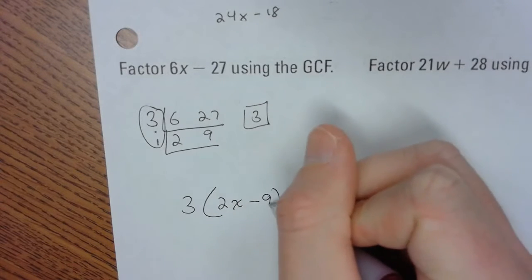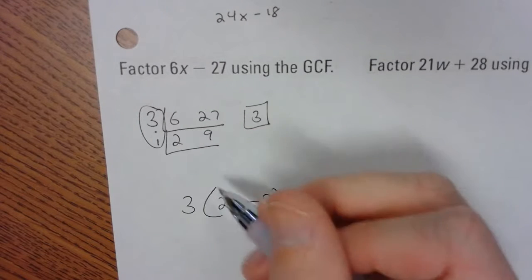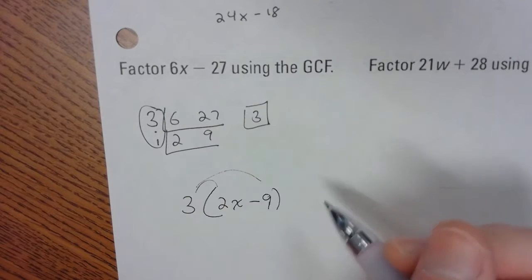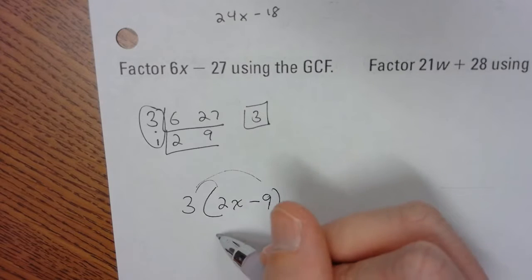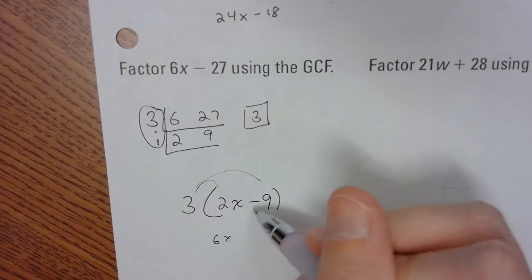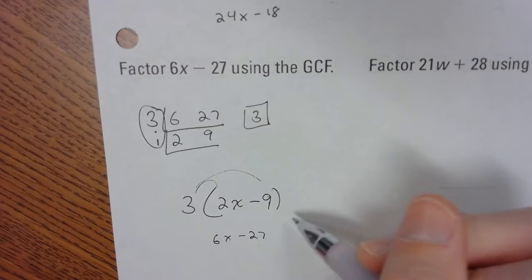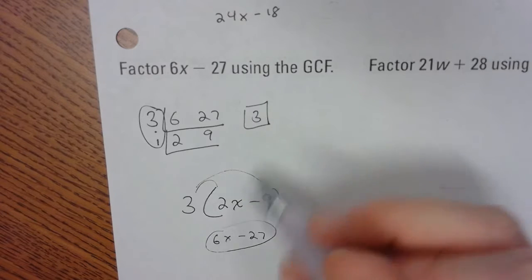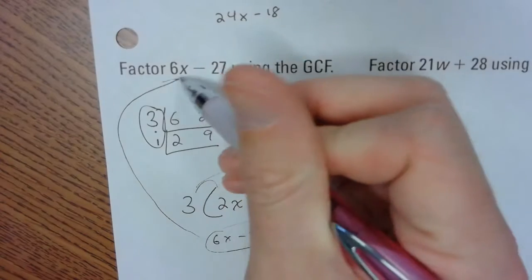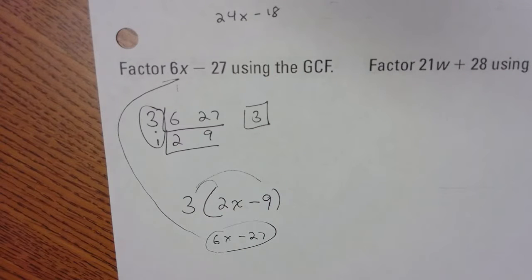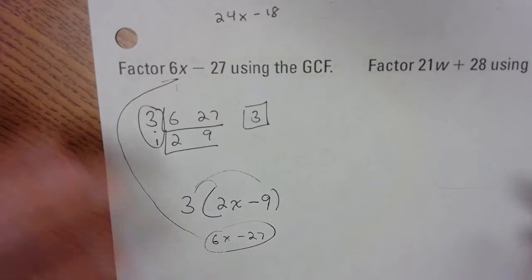That'd be negative 9. Remember, though, we can always check it. If I were to distribute, 3 times 2x is 6x, 3 times negative 9 is negative 27. Okay, this should be the same as that. All right, if you do that correctly, you will be able to check it every time.